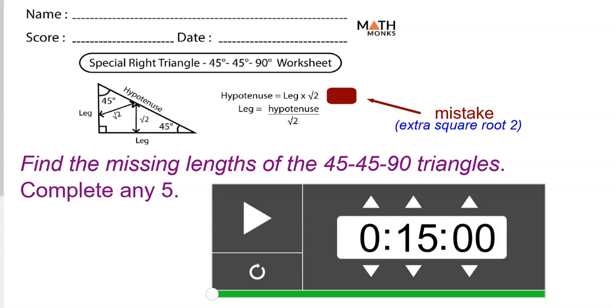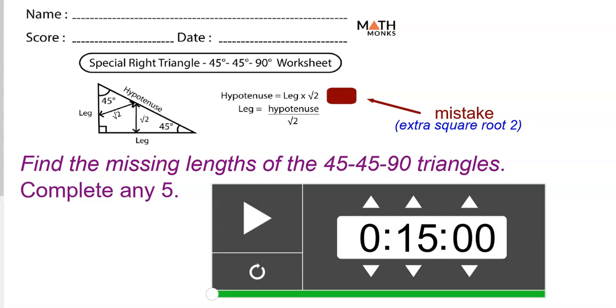We should have 3 handouts this time. So you're going to begin with the 45, 45, 90 worksheet. And you're going to find the missing value for each of the 8 problems.